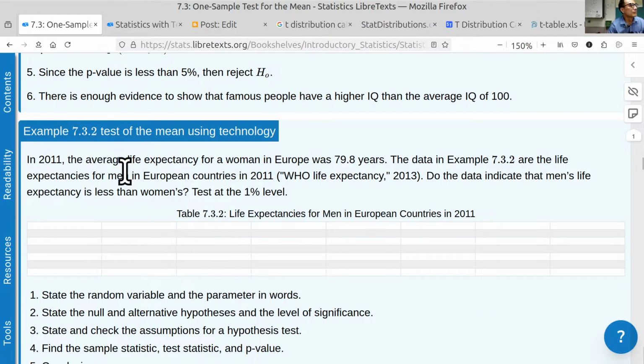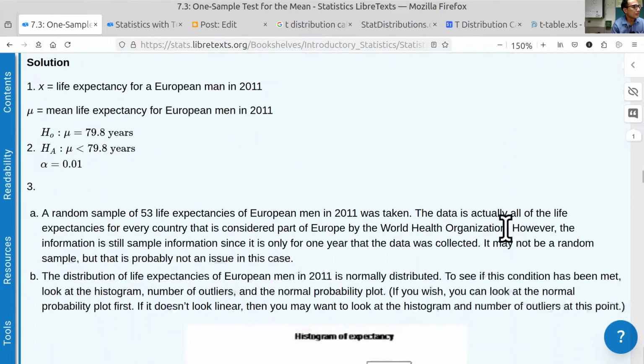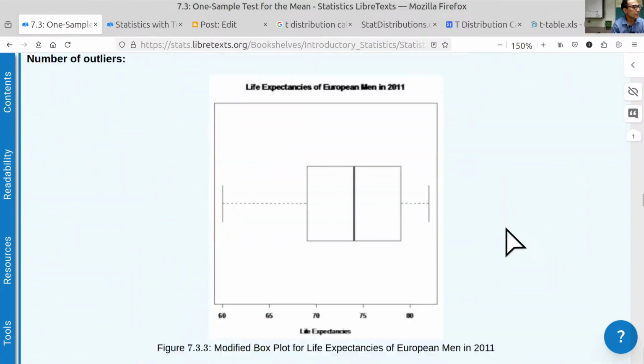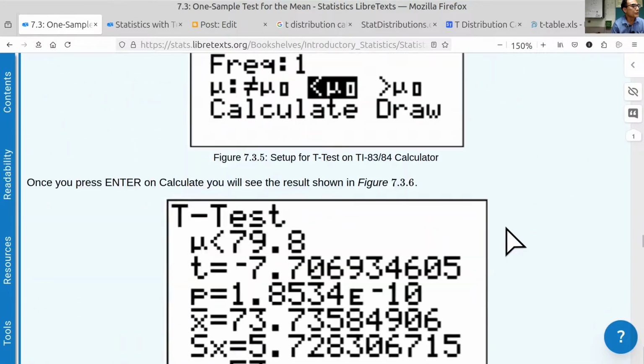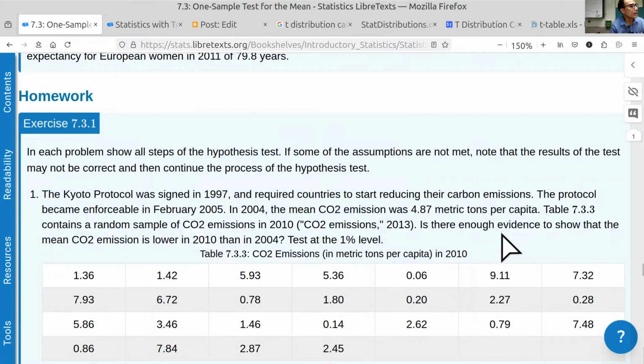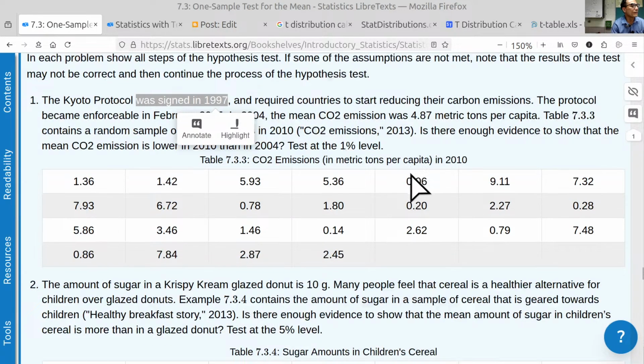An example, test of sample mean using technology. Okay, I think you can practice this at home. And here is the homework, 97. What does it mean? It is about how to reduce the carbon dioxide emission, like this one.